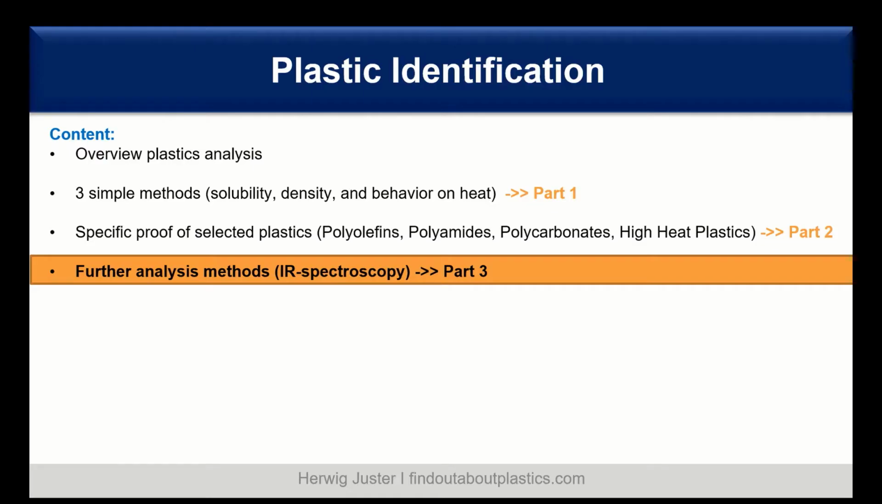Okay, let us get started with a quick recap. In part 1 we discussed 3 simple methods of plastic identification, so mainly solubility, density and behavior on heat. And in the second part we discussed specific proof of selected plastics such as polyolefins, polyamides, polycarbonates and high heat plastics. And today in the third part we discuss the infrared spectroscopy for plastic identification.